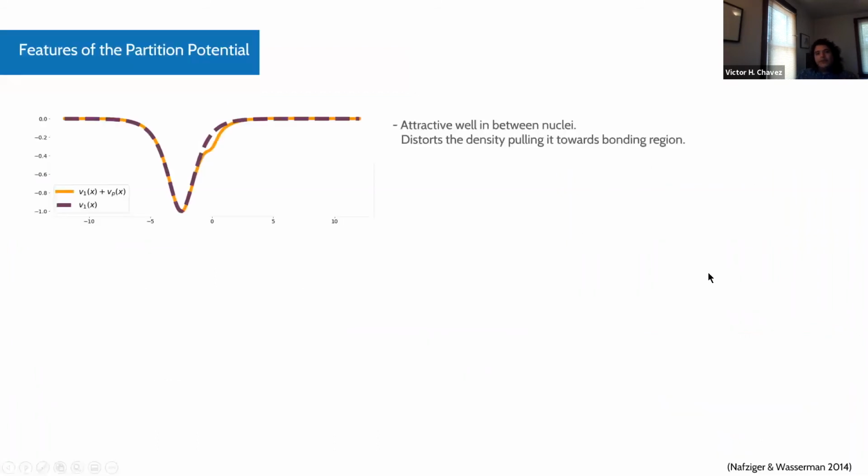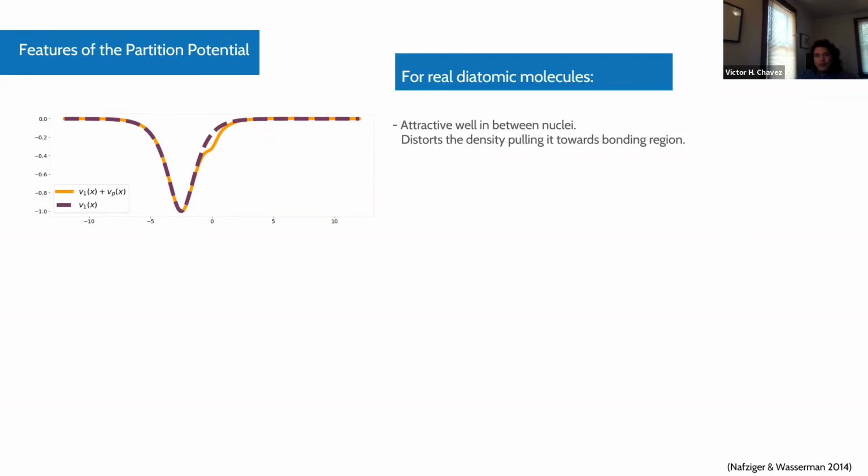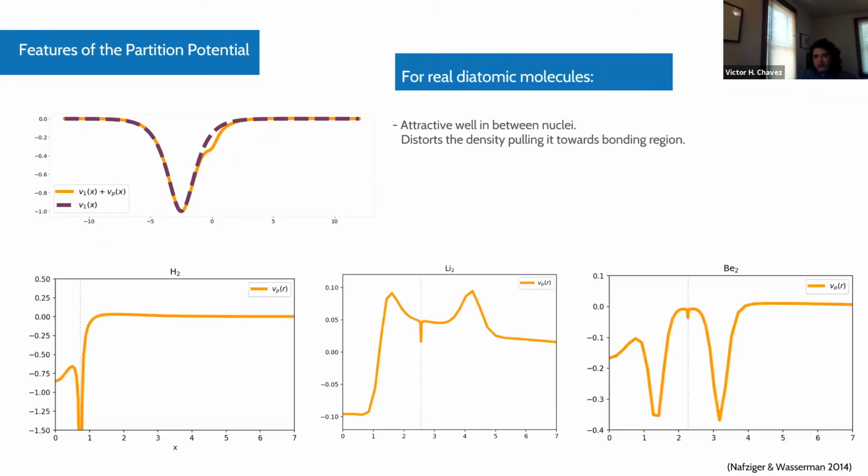So here, what I'm going to focus on now is some of the features that we can find in the partition potential. And from our simple example, we can see that, of course, it has an attractive well in between the nuclei, and this distorts the density, pulling it towards the bonding region. But this is, of course, just a one-dimensional problem that may not translate well into real molecules. So here, I'm just going to briefly go through some real exact partition potentials for the local density approximation. And here we can start to notice other features that we can get from the partition potentials.